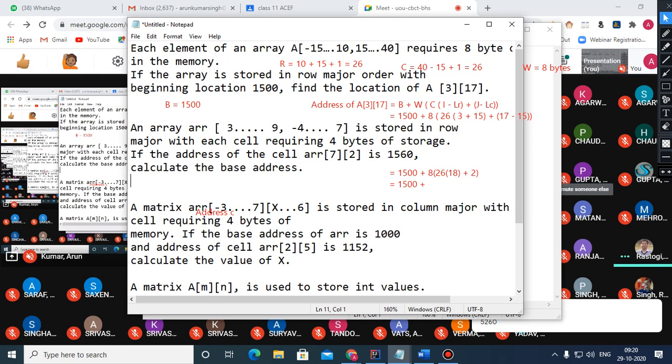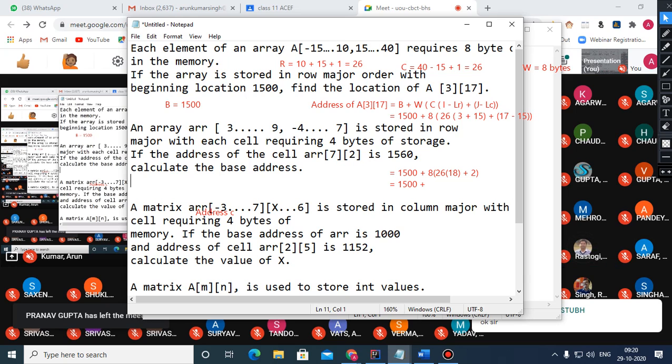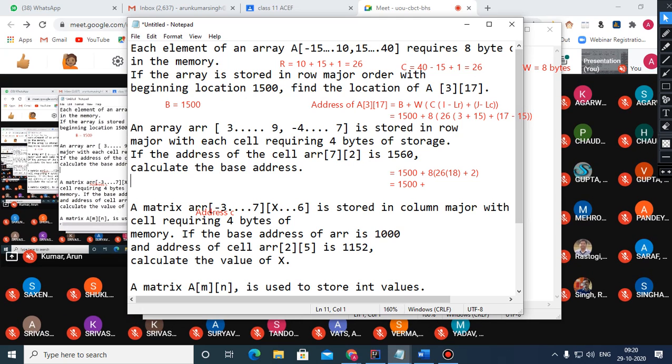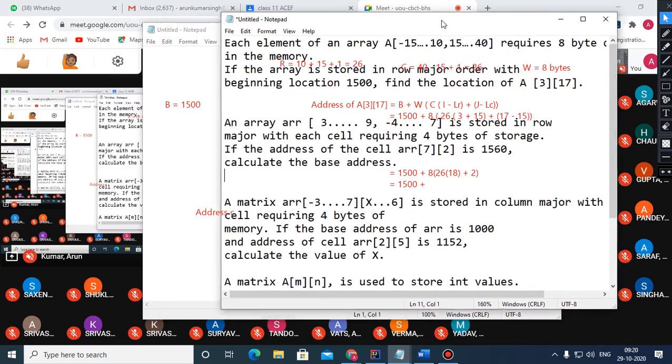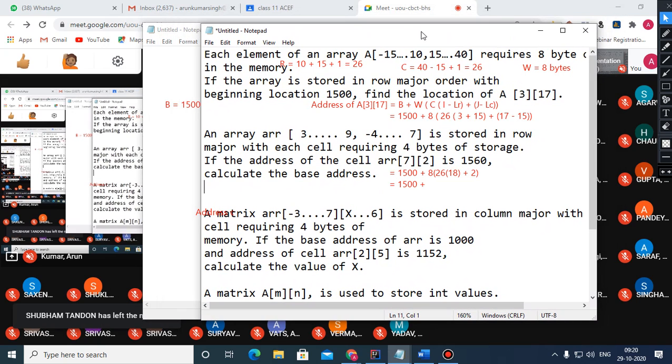The answer is 5260. It's correct. Children, the answer is 5260. It is correct. Has anybody given the same answer? So if anybody has not understood, please tell. If you have confusion in any of the terms.